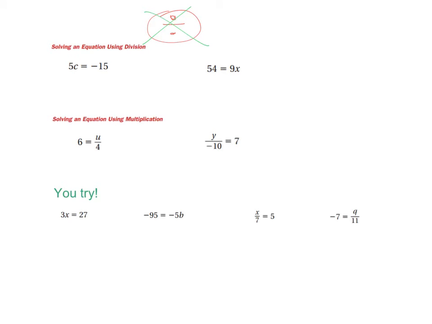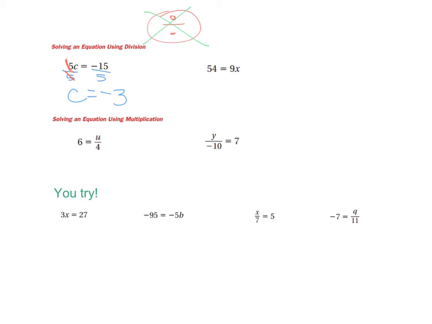So since it's 5 times c, I'm going to divide both sides by 5, okay? Now, what happens to 5 divided by 5? 5 divided by 5 cancels, it becomes 1. All right, so I'm left with 1c, which is just c. We don't have to write that 1. Then negative 15 divided by 5, the signs are different, so my answer is negative. 15 divided by 5 is 3. We could check this. If we take this negative 3 and plug it in, 5 times negative 3 is in fact negative 15. Don't forget that you can check your answers, okay?